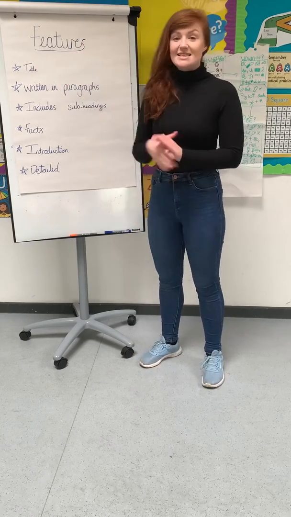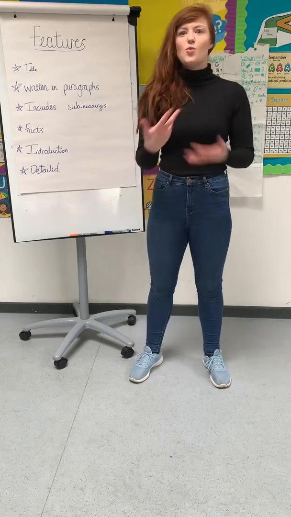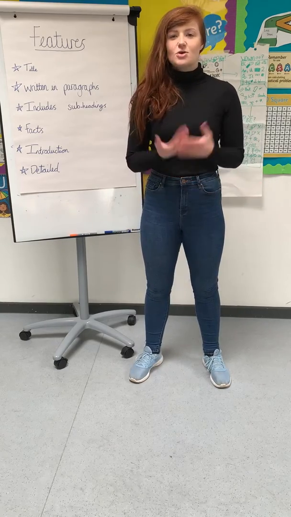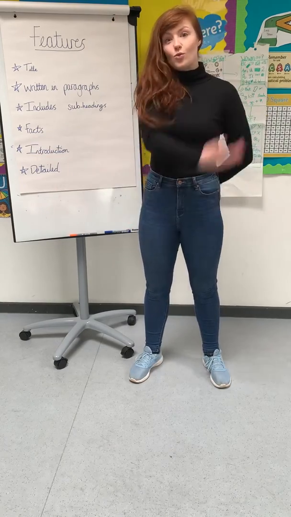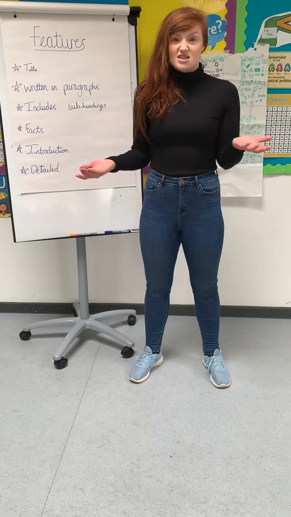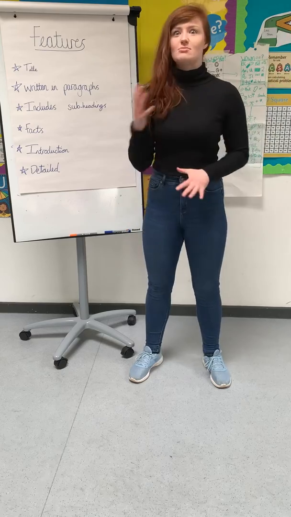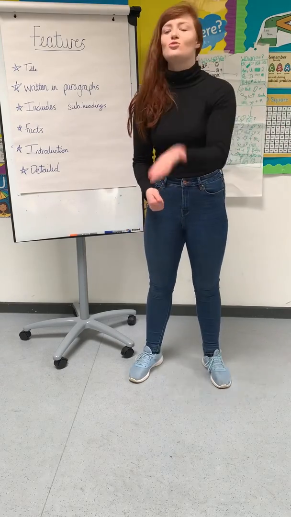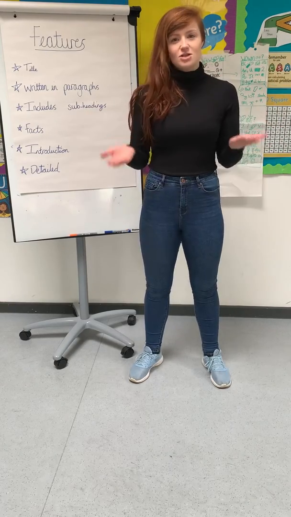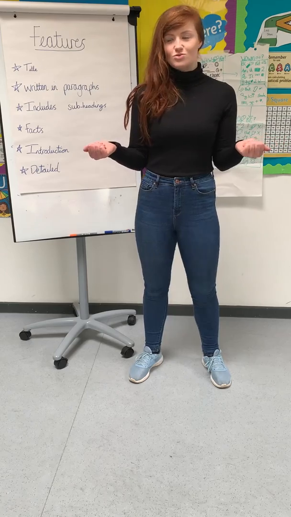So the first thing we need is a title to let the reader know what they're actually going to be reading about. So our title was all about woolly mammoths. Now you might decide to change this to fantastic facts about woolly mammoths, or amazing woolly mammoths, or massive woolly mammoths. It's completely up to you. You can decide what you want your title to be.